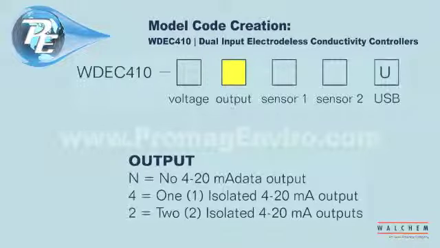The next selection is output. The letter N represents no 4 to 20 milliamp data output. The number 4 represents one isolated 4 to 20 milliamp output. The number 2 represents two isolated 4 to 20 milliamp outputs.